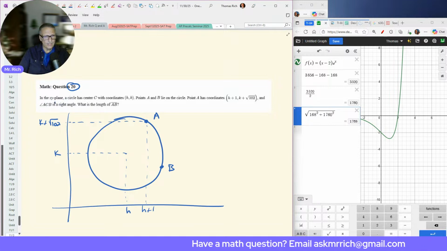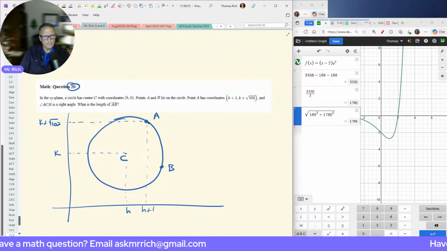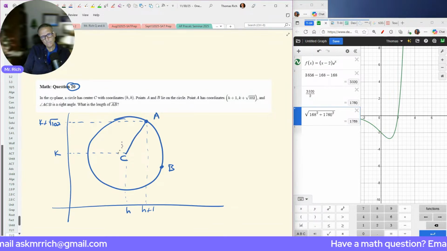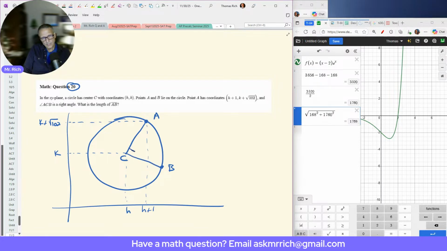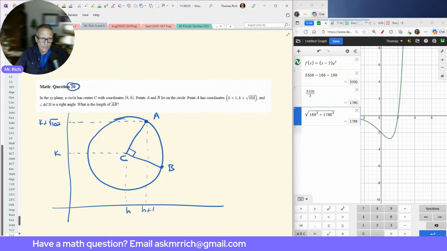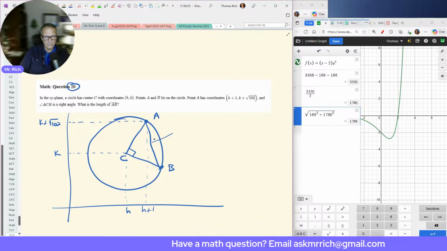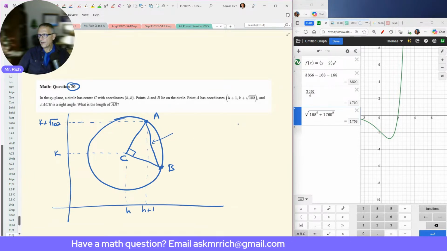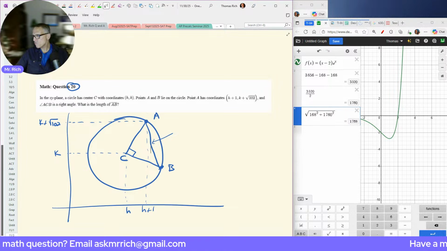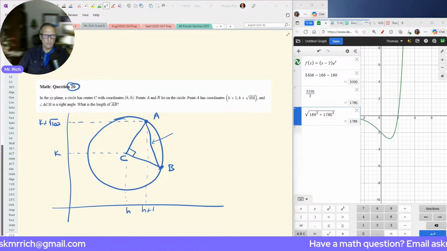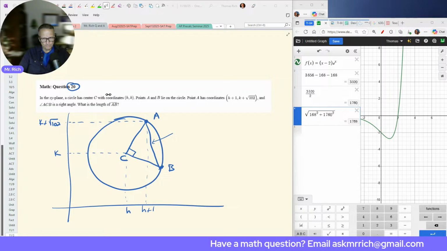Now they're talking about angle ACB. So the center is point C. So angle ACB. Okay, so I think that's a pretty good spot for B. Right, they're saying angle ACB is a right angle, and they want the length of AB. So okay, now at least I have a little bit better idea of what they want me to find. That is the distance for us to find. Now, how am I going to do that? Well, what can we do to find that?